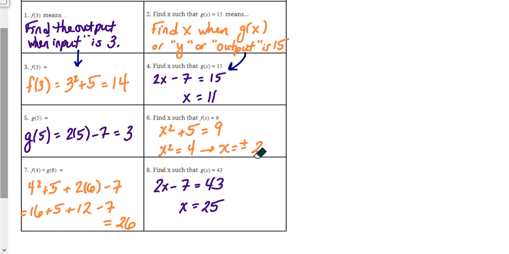A place where I would anticipate some people maybe having a mistake is right here. If you have x squared equals 4 and just x equals 2, you forgot that -2 times -2 also equals 4. Okay, so you would have two solutions that yield the same output.